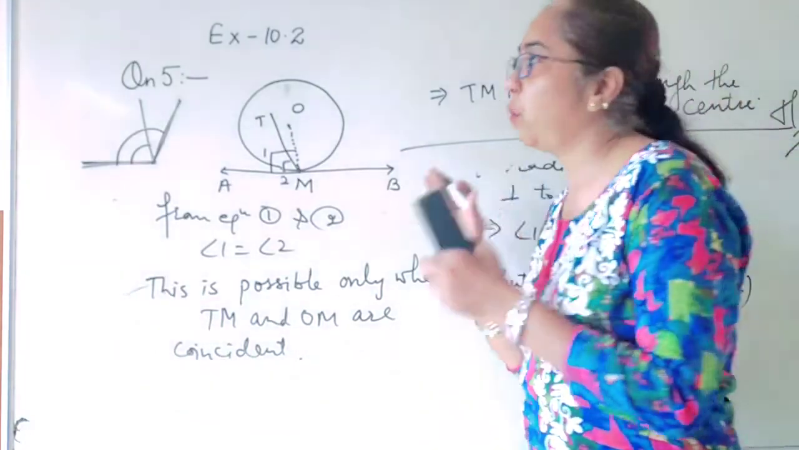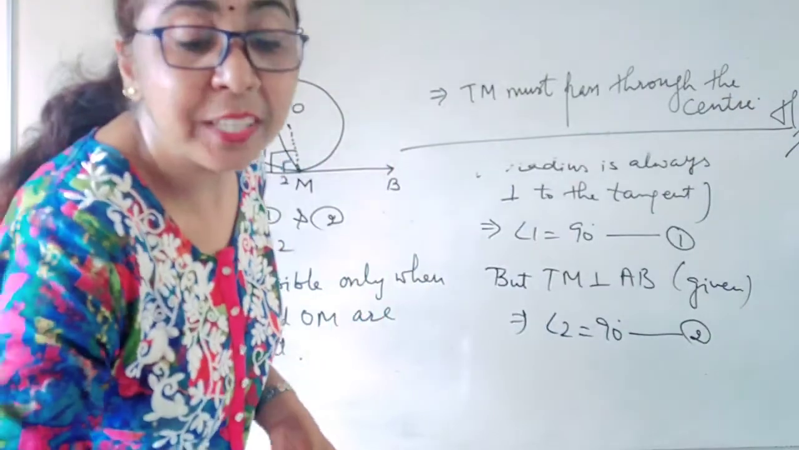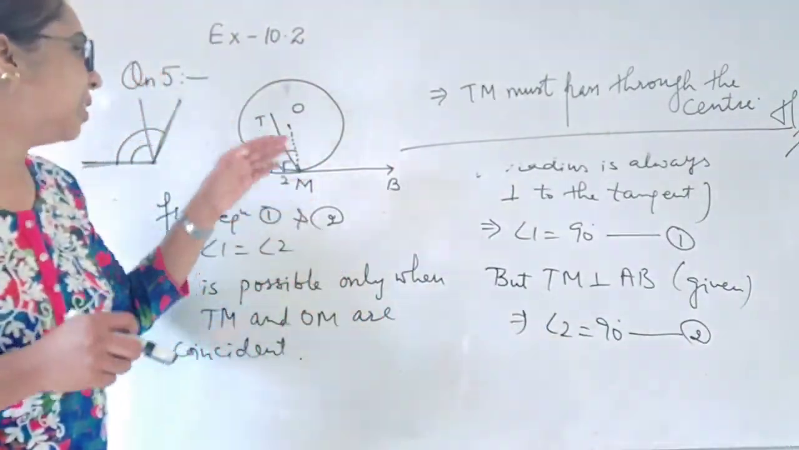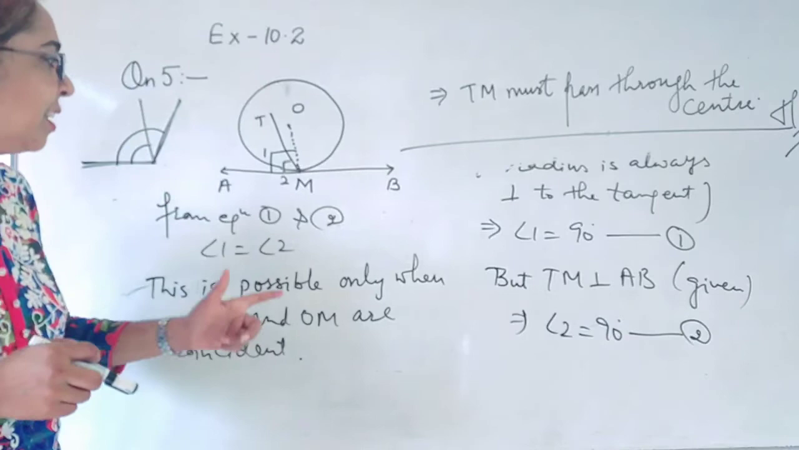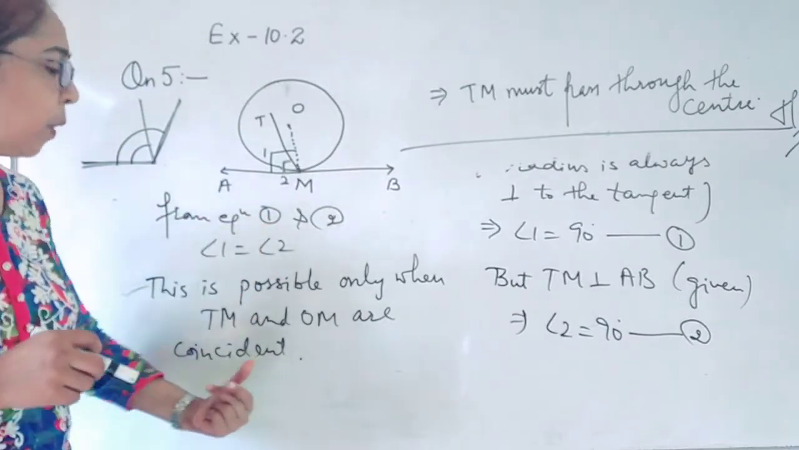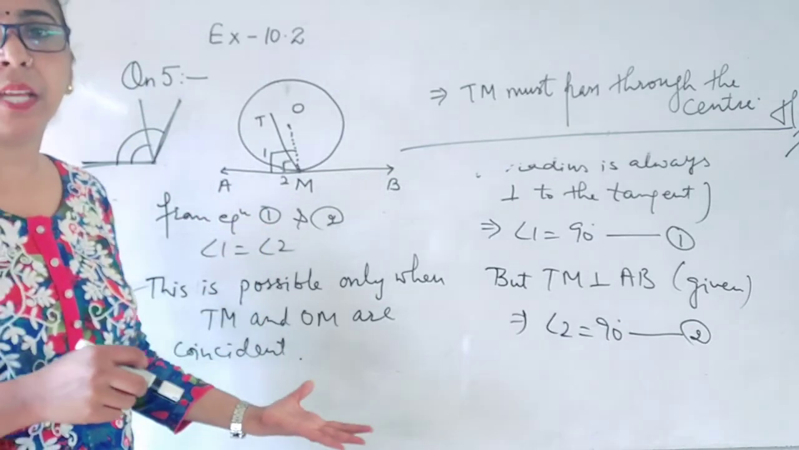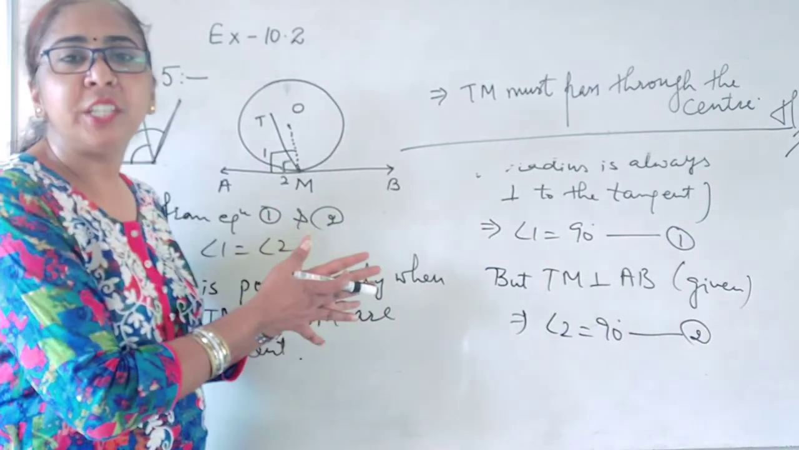So this is the question. The question is very small, but you need just a little concept of coincidence: if the two angles are equal, then these lines are coincident. This you have to make clear in your mind. Otherwise the question is very easy.